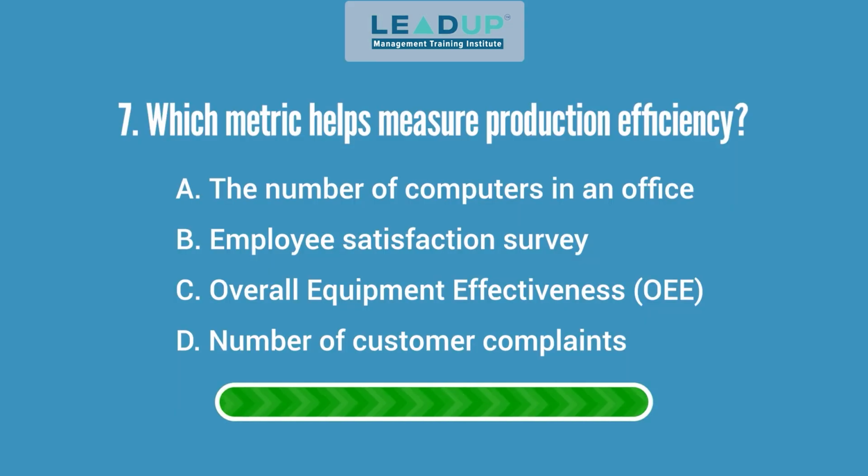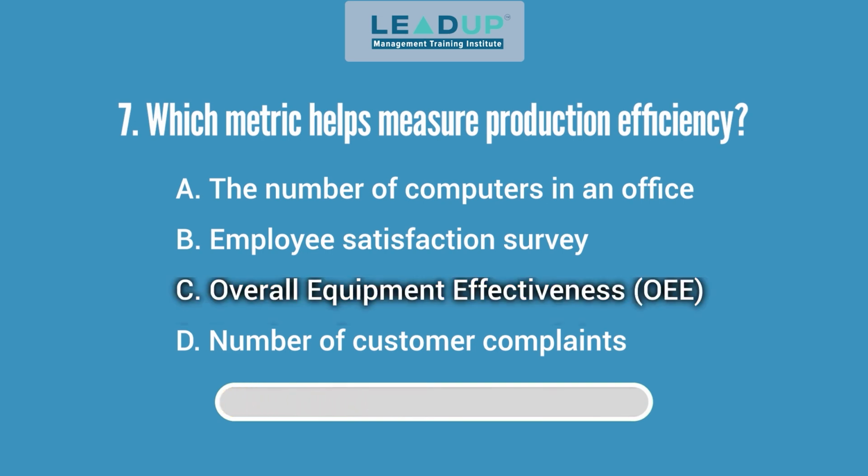Question 7. Which metric helps measure production efficiency? A. The number of computers in an office. B. Employee satisfaction survey. C. Overall equipment effectiveness, OEE. And D. Number of customer complaints. The answer is overall equipment effectiveness, OEE.